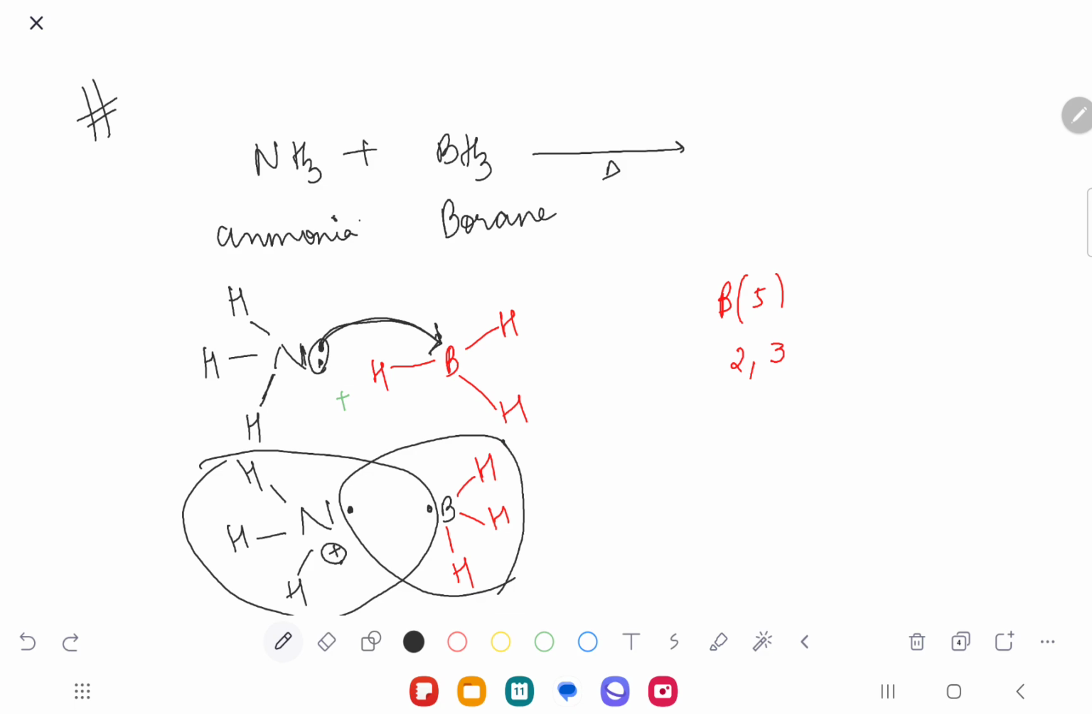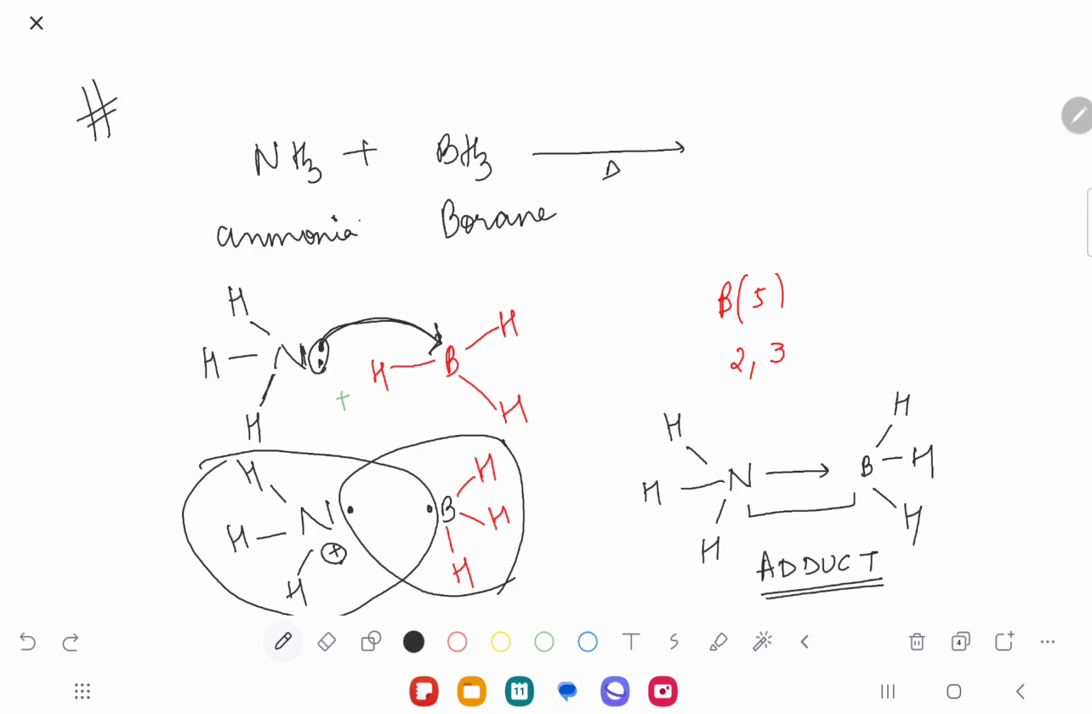And what is this molecule called? So this is basically an adduct. Adduct as in no specific reaction has occurred as of now, but they have just bonded themselves. So this is called an adduct. You understand? Yes. So this is the basic structure.